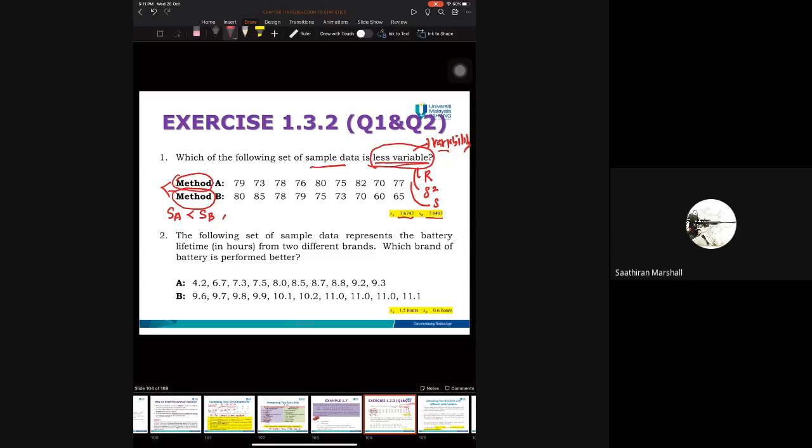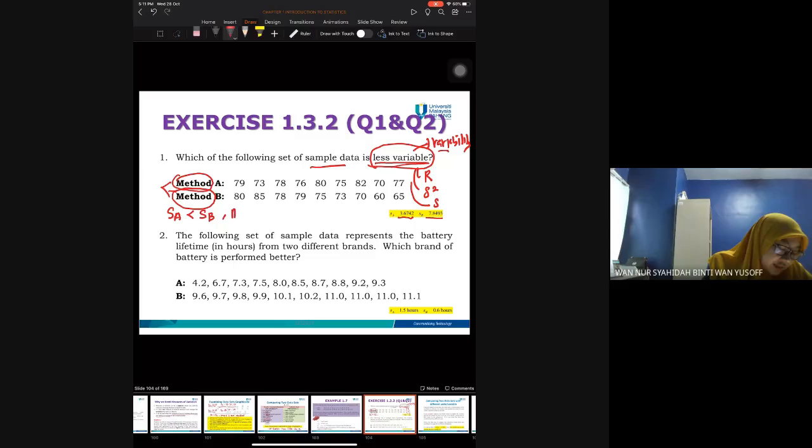So which one is less variable? Method A, SA. So method A is less variable. Which one is the better one, A or B? A, because A is less variable.